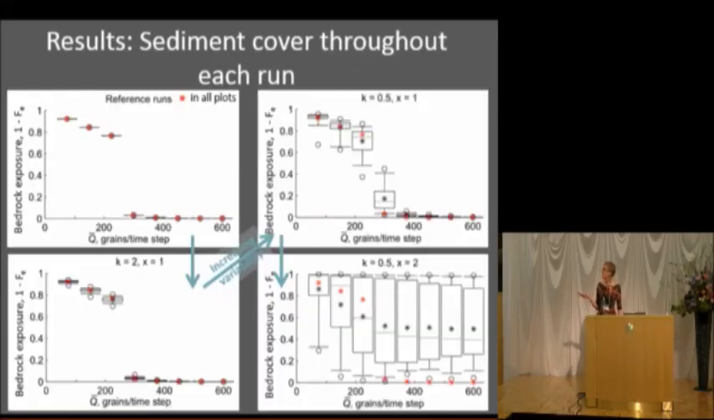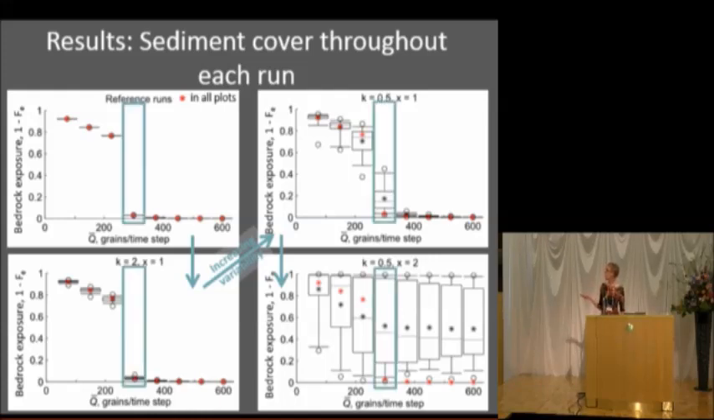So if we have a look at these relationships between bedrock exposure and time steps, this is the example of the reference runs. If we start increasing the variability a bit more, we get a bit of scatter. If we increase it even more, you can see we get more scatter, particularly at this threshold state here. And in this case here, we actually get something which looks very dissimilar to the other examples. And you can see that there's actually quite little variation in the patterns of cover between these different sediment fluxes.